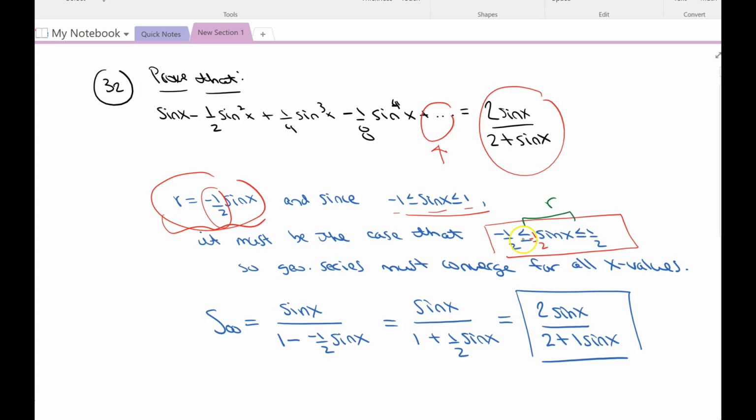This r value is between -1/2 and 1/2. And any value between -1/2 and 1/2 will be between -1 and 1. So therefore we know this geometric series must converge, right? Okay, well then what's the convergent value? A sub 1 over 1 minus r. And then it's a matter of just simplifying to get to the final answer.